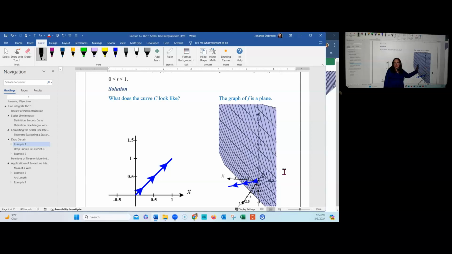And we want to find the area of that curtain. And the area of that curtain is the value of the scalar line integral. In a sense, this should sort of make sense, as each little subsection of the curve gives us the width of the subinterval, and the value of the function gives us the height. So we're getting width times height, or length times width, which is area of a small rectangle. And if we add all of the rectangles together, we'll get the area of that drop curtain.